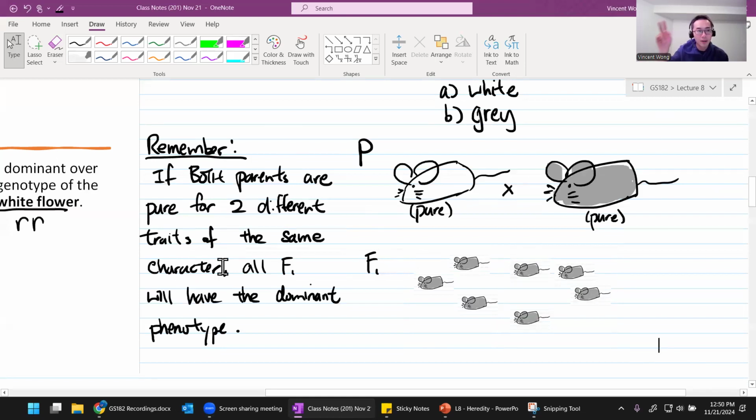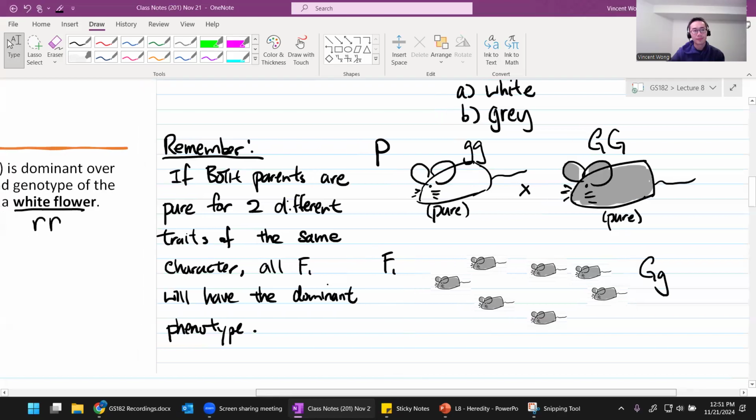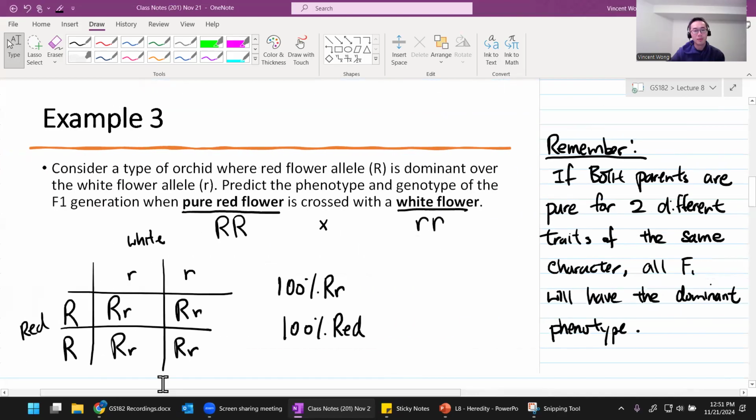Okay. If both parents are pure, and then you breed them, that will actually allow you to figure out what allele is dominant. So in this case, since the gray is dominant, this would be big G, and this would be small g. And all of these baby mice would be big G, small g, right? Okay. Moving on.